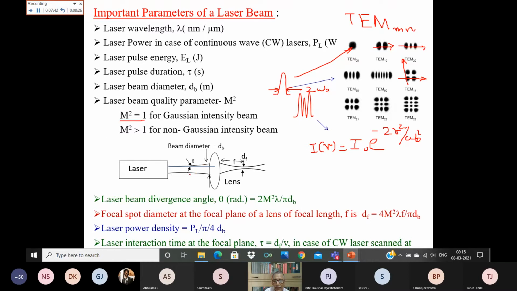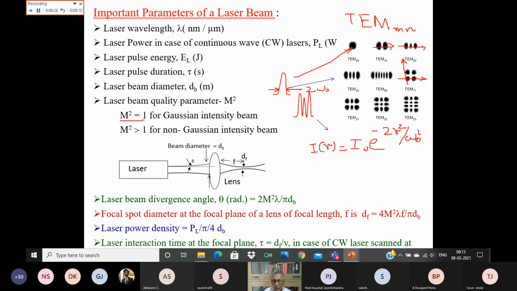And that divergence half angle is given by this expression, 2 M square lambda by pi dB, where M square is the quality factor, lambda is the laser wavelength, and dB is the laser beam diameter here. So you get this divergence, and for this type of beam whose quality factor is M square, lambda is the wavelength, and dB is the beam diameter, you cannot have divergence less than this. It could be more than this, but not less than this. So this is the limiting factor.